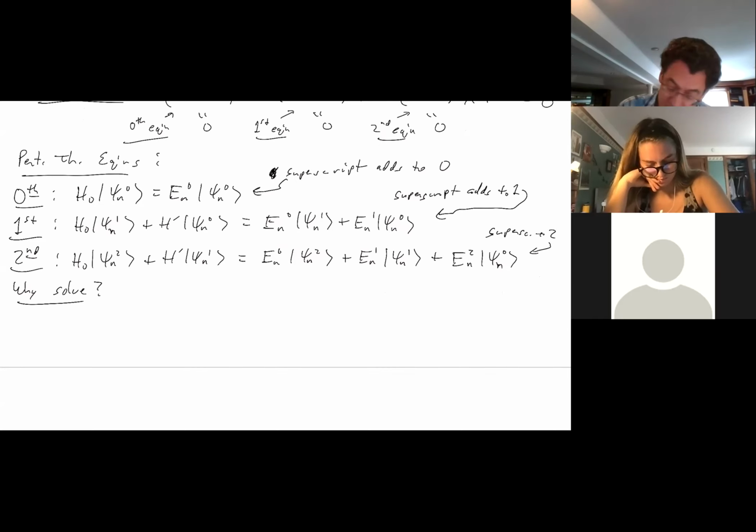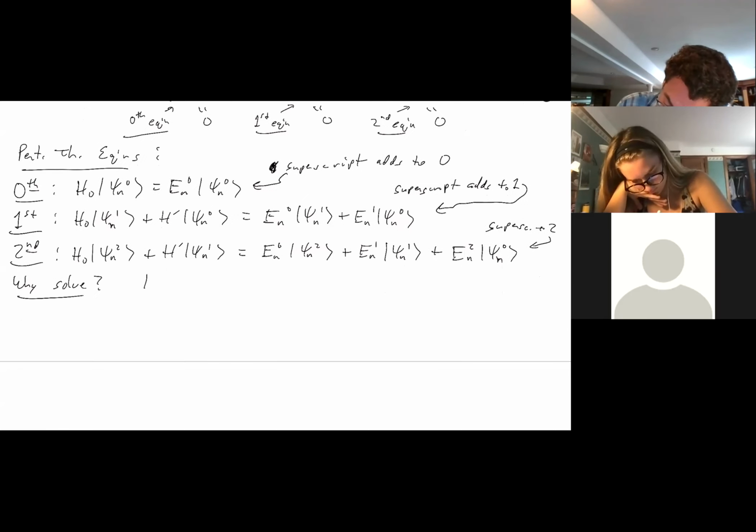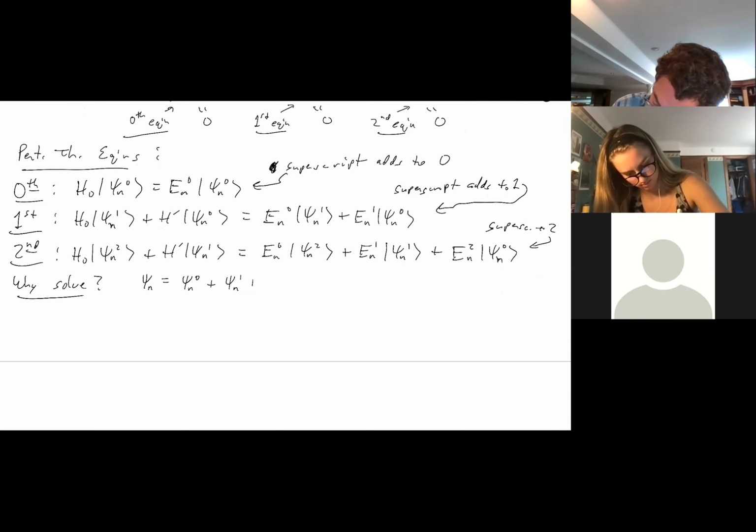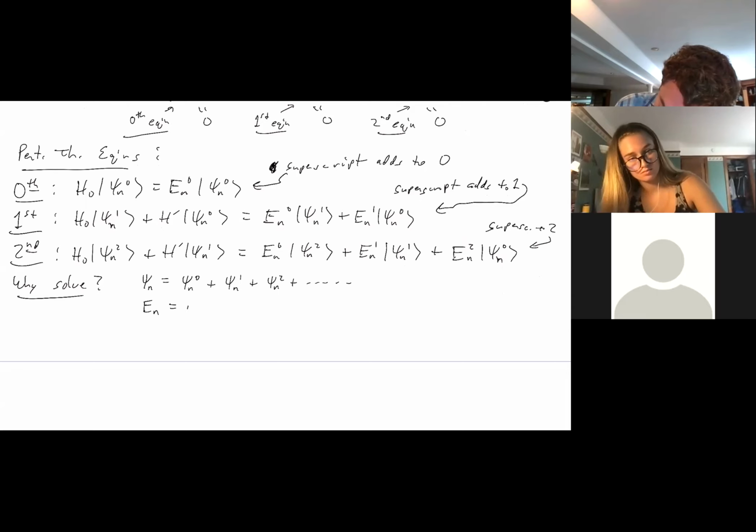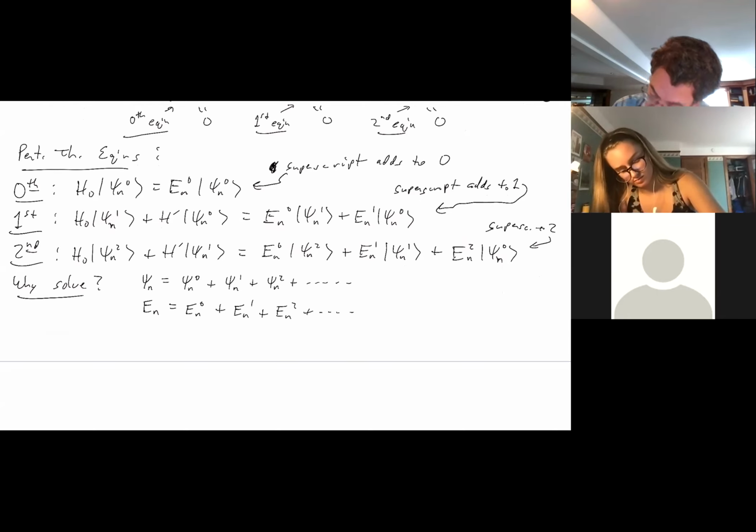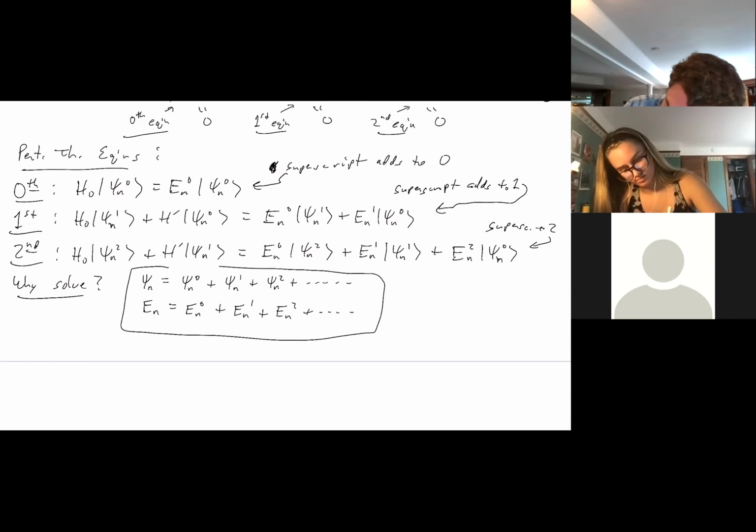And what I have instead is psi n is equal to psi n naught plus psi n1 plus psi n2 plus dot dot dot, and E n is equal to E n naught plus E n1 plus E n2 plus dot dot dot. And so we see that this is what we want. This is the eigenstate and the eigenenergy for the perturbed Hamiltonian.